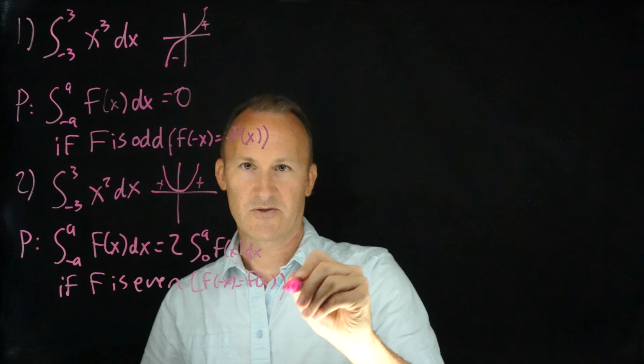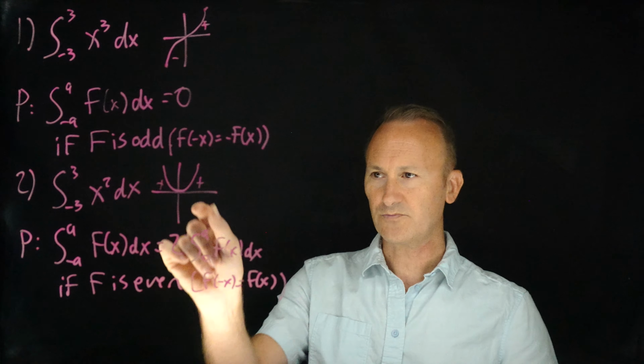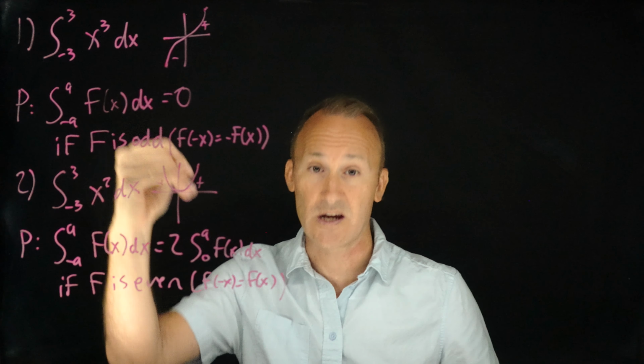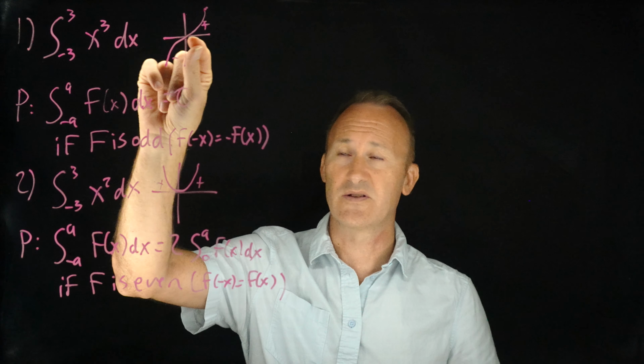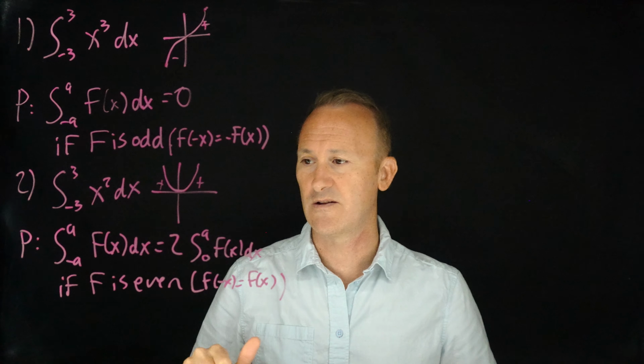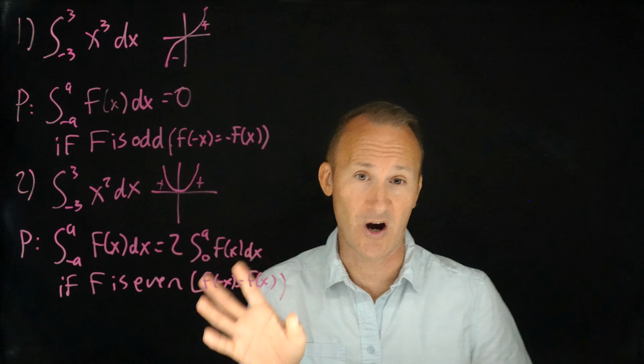Just to illustrate these two things visually, for the even function, the left side, if you plug in the negative values, you get the same thing as the right side. Whereas in the odd case, if you plug in the negative values, you get the opposite values on the other side. So these are nice properties of integrals.